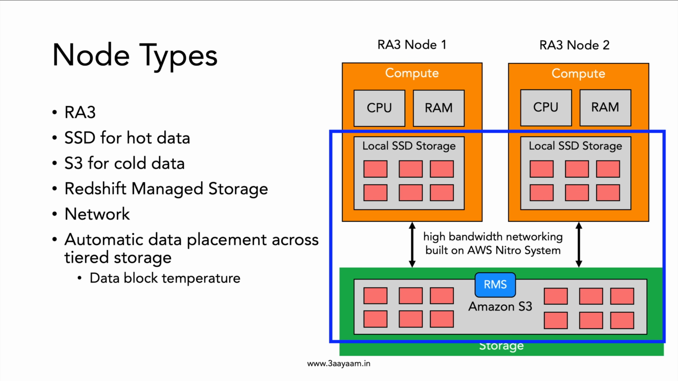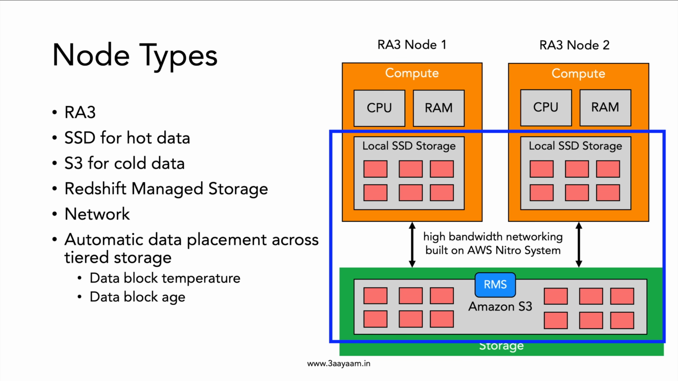So the automatic data placement considers various options. The first one is data block temperature, meaning which data blocks are read pretty often. What is the frequency of a particular data block? If the number of times a data block is read is pretty high, that will be a high temperature block. And if a data block is read fewer times, the temperature of that block would be low. So high temperature blocks would be stored in local SSD storage and low temperature blocks would be pushed to S3.